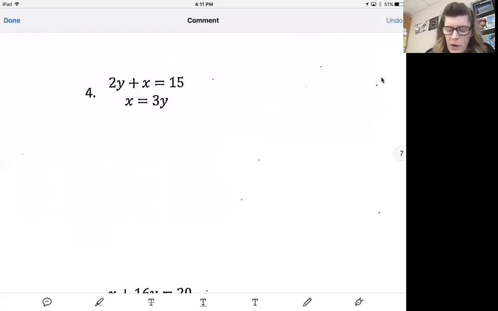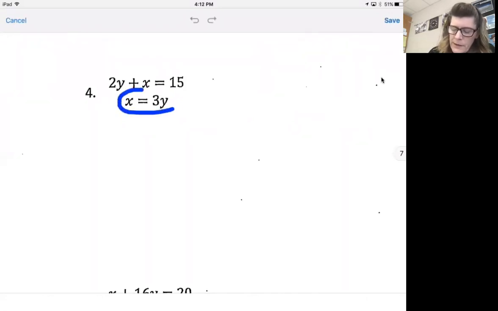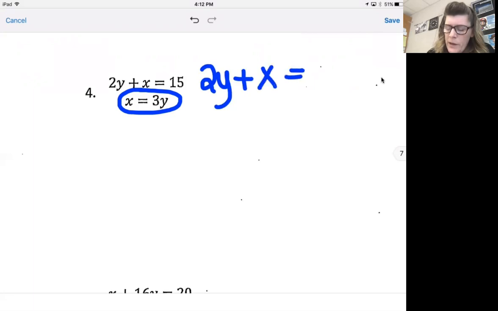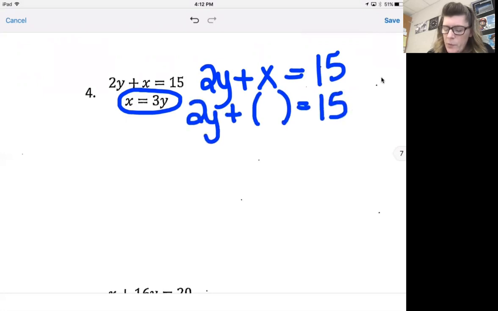All right, so I am assuming that you have already solved this out. Well, we have x equals 3y. Right there, that tells me that I have x equal to something, so I can replace the x in the other equation with 3y. So I'm going to take this x and I am going to put 3y right here.